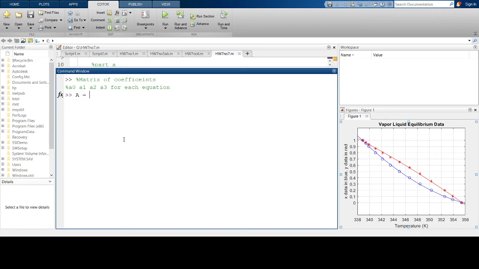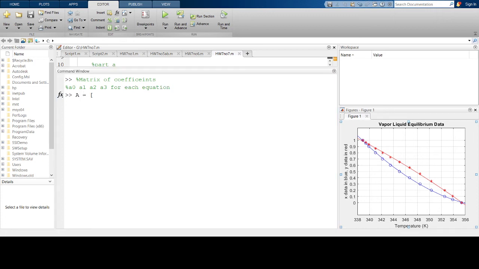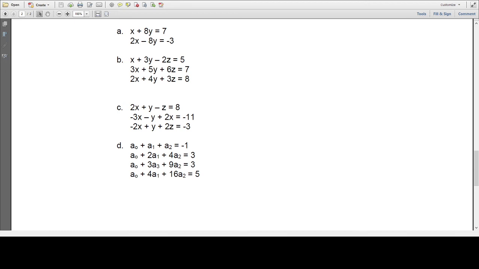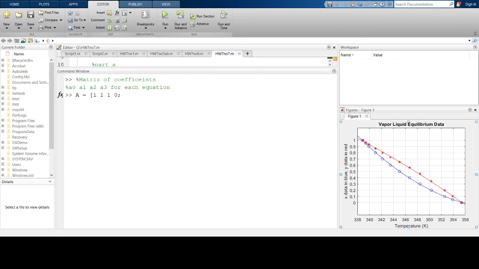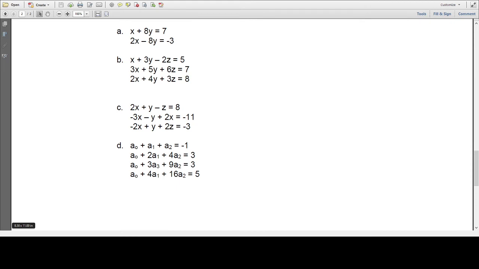Okay, so let's call it A, and then I'm going to go back to my homework document and just have a look. So for the first one, A0 is 1, A1 is 1, A2 is 1, and A3 is 0, right? So let's write the coefficients for the first equation: 1, 1, 1, 0, semicolon. Now let's look at the second equation. A0 has a coefficient of 1, A1 has a coefficient of 2, A2 has a coefficient of 4, and A3 has a coefficient of 0.